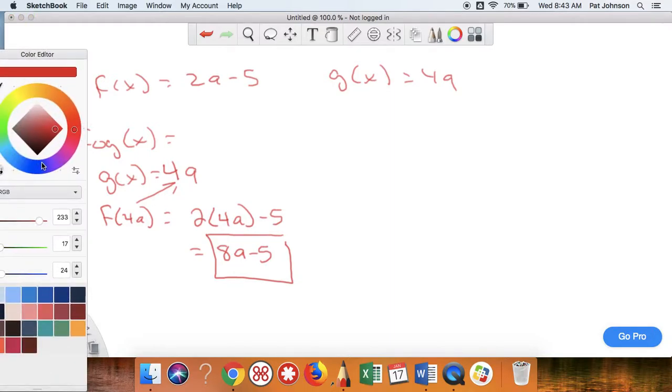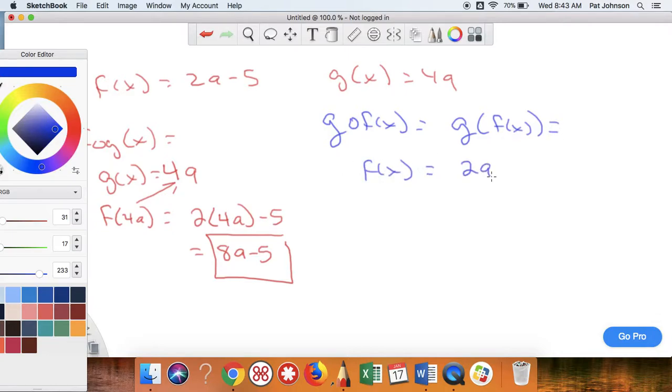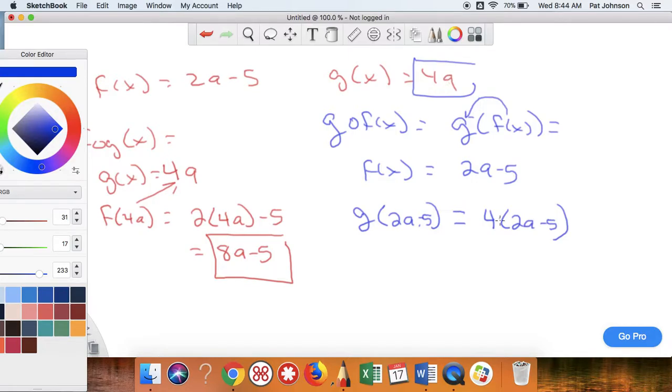Now, what about g of f? That's a whole different one. So remember, g of f of x, we start with f, and I'm going to rewrite this one. I didn't do it for the other one. So we start with f of x, which is 2a minus 5. Now I put that result, 2a minus 5, into g of x. So it's 4 times 2a minus 5, right? Because this is g of x, I'm putting this in for a. And I just distribute. So I get 8a minus 20.